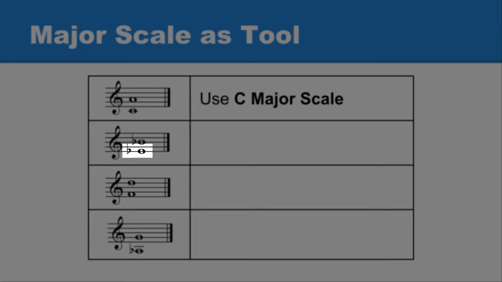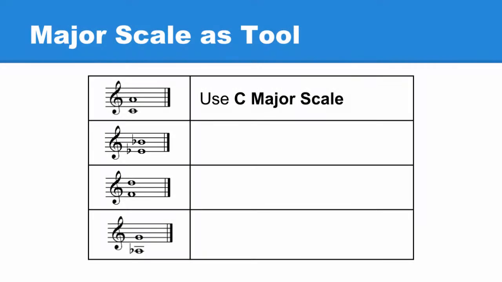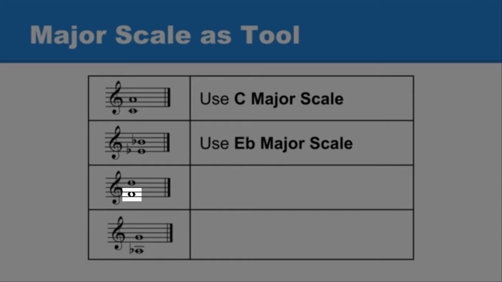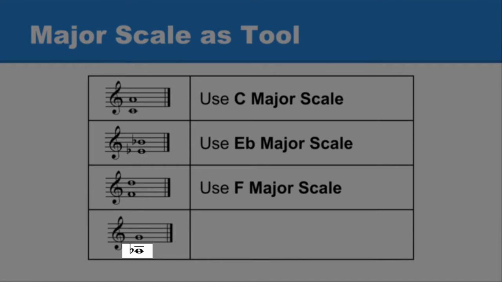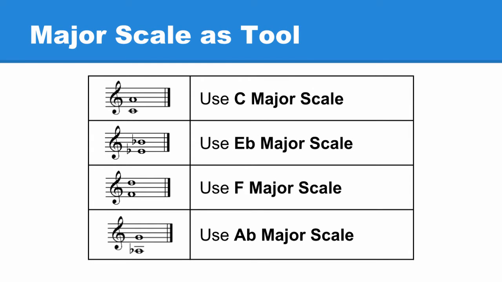The bottom note of this interval is E flat, so we want to use the E flat major scale. Bottom note F, F major scale. Bottom note A flat, A flat major scale. That's the basic idea. When learning intervals, use the major scale that starts on the same note name as the bottom note of the interval.